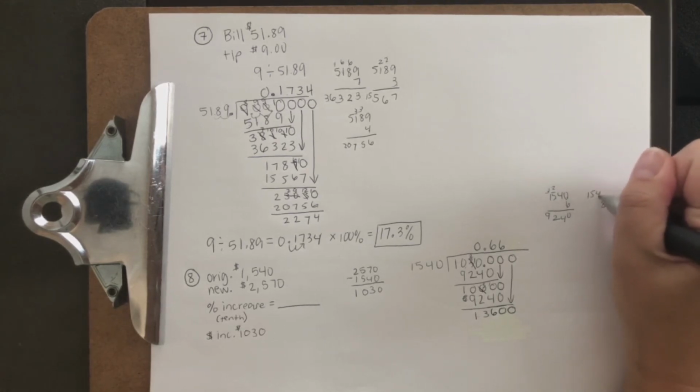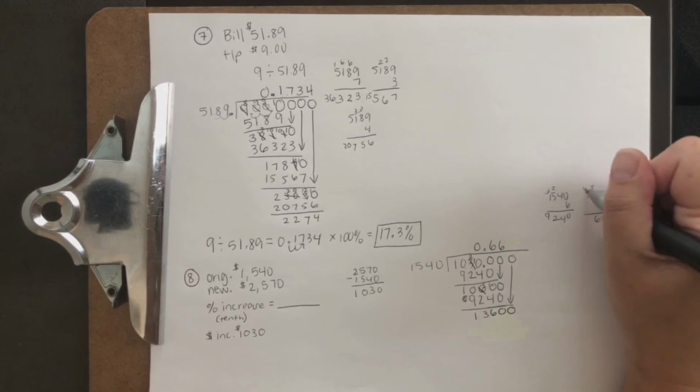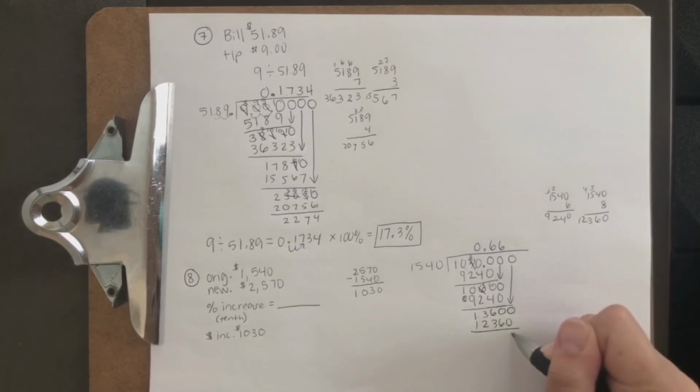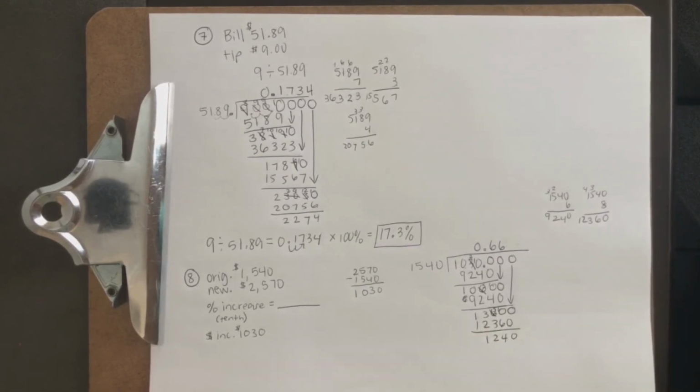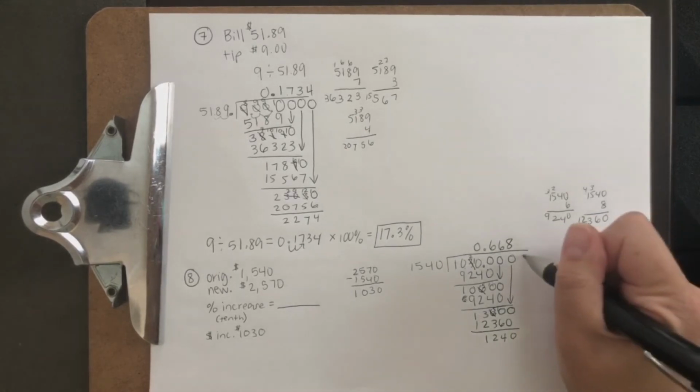8 times 1,540. 8 times 0 is 0. 8 times 4 is 36. 8 times 5 is 40 plus 3, 43. 8 times 1 is 8, 9, 10, 11, 12. So 12,360. And let's subtract. 0 minus 0 is 0. I need to borrow. 10 minus 6 is 4. 5 minus 3 is 2. 3 minus 2 is 1. So that was 8. And I need one more decimal place, just one more, to see if that 8 stays the same or rounds up.